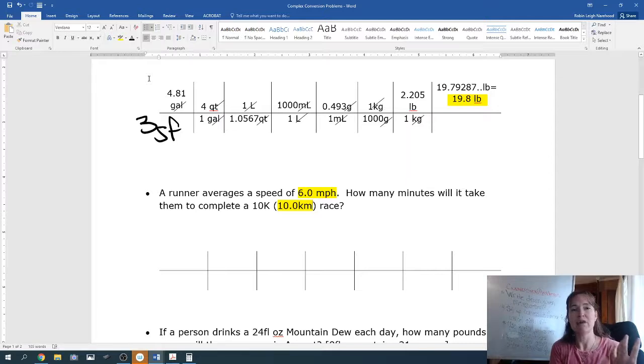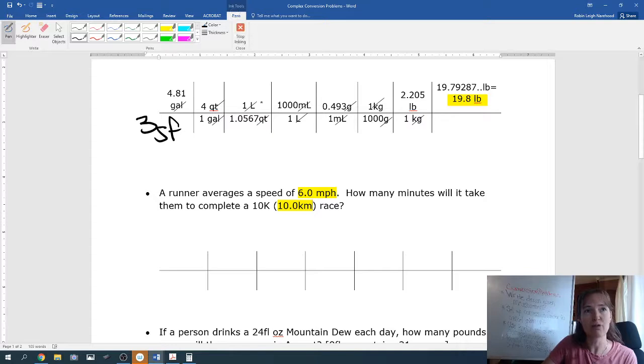So again, whenever you look at something, if you see something that means per, or is the word per, that is a clue that it is not a measurement but a conversion factor. So the 6.0 mph is not a measurement. It is a conversion factor between distance and time. And so I want to rewrite this 6.0 to make it look like a conversion factor. So it would be 6.0 miles per 1 hour. Okay, so I've rewritten it.